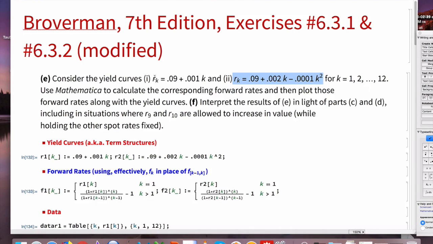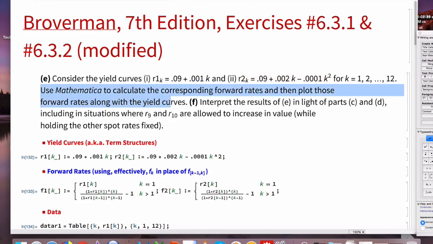To distinguish between these, I'm going to call this one R1 sub k and this one R2 sub k. Again, we're going to use Mathematica to calculate corresponding forward rates based on these term structures and plot these forward rates along with the yield curves, which are really the graphs of these things. We're going to graph them in a discrete way just when k is a positive integer.